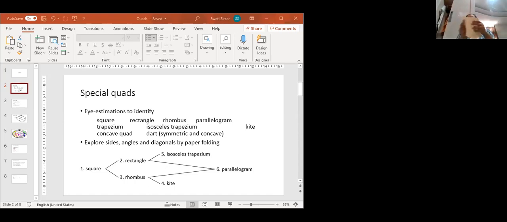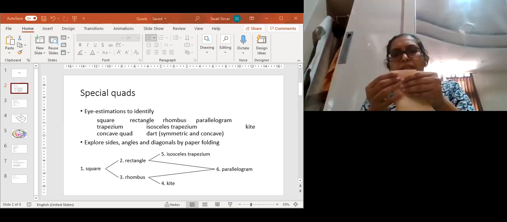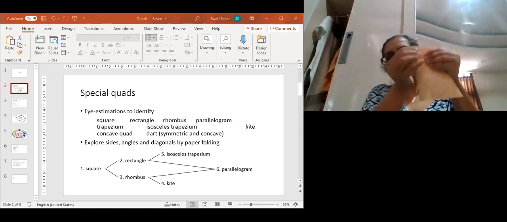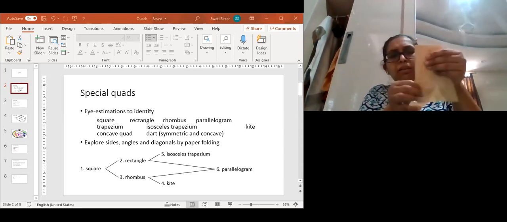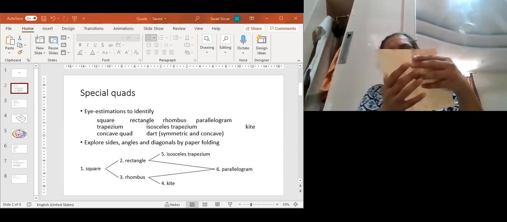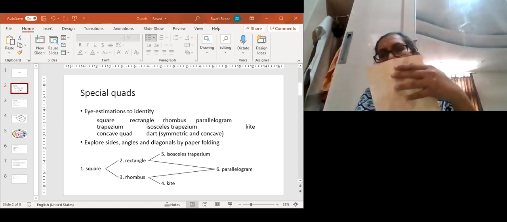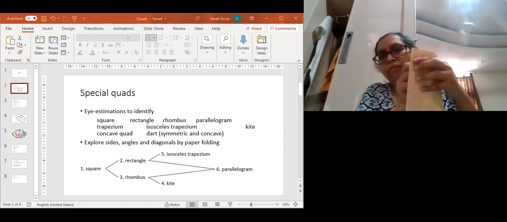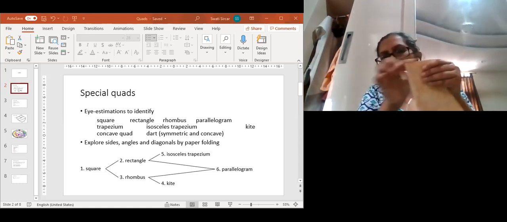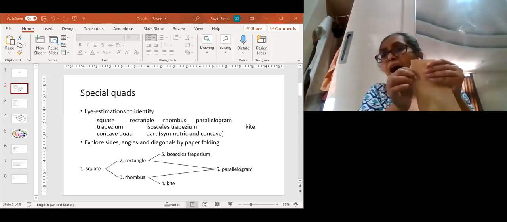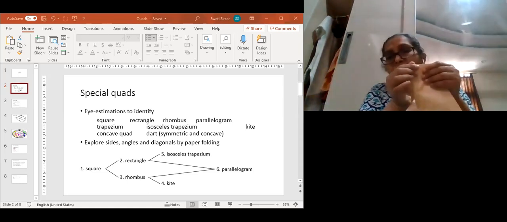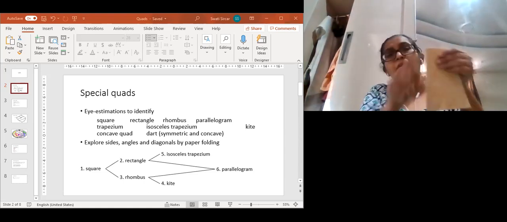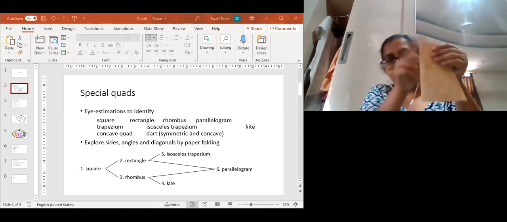Okay, so if you fold it like this, I'm doing it with a rhombus. You see this is a straight angle, 180 degrees. When you are folding it so that these two edges match, you are halving the straight angle. So you get right angles here. So the fold line is perpendicular to the edge you are folding.